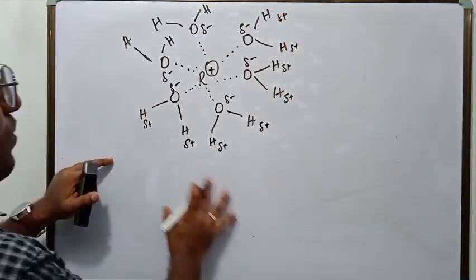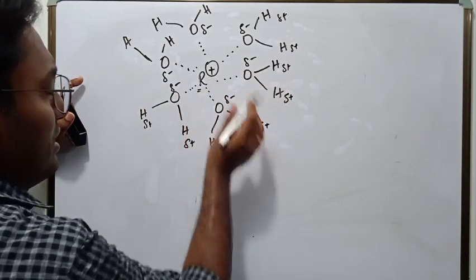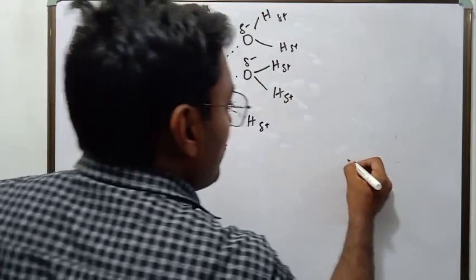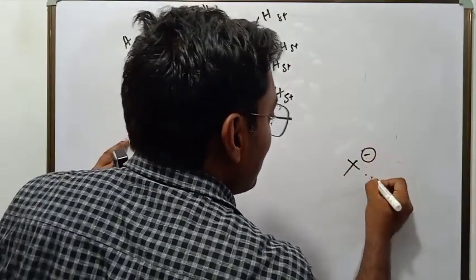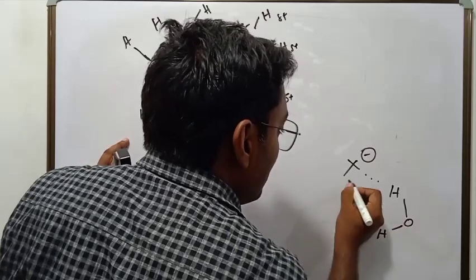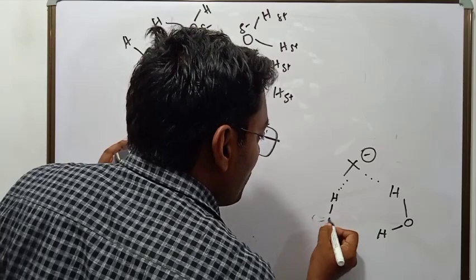Now the positive part of the substrate, that is the carbocation, is solvated well by the polar solvent. Let us look at the negative side. In the same way, the negative side is also solvated well.